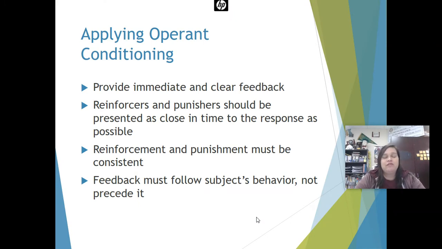Applying the operant conditioning, you have to provide immediate and clear feedback. If the reward or the punishment comes much later, then it's hard for animals or people to form that association. If you've written an essay and then it took the teacher 2 months to grade it, by the time you get it back, it doesn't really have an effect on you. You've already moved on. If it's a bad grade, I'm like, well, I'm already done with that. It doesn't have a strong effect. So the response needs to be right away. You want to put the reinforcer and the punisher as close to the response as possible. They need to be consistent, and then there should be feedback.